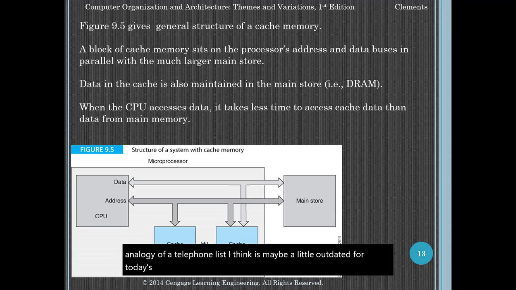But they talk about when the computer accesses a memory location, the probability that any given memory location will be accessed is not constant.